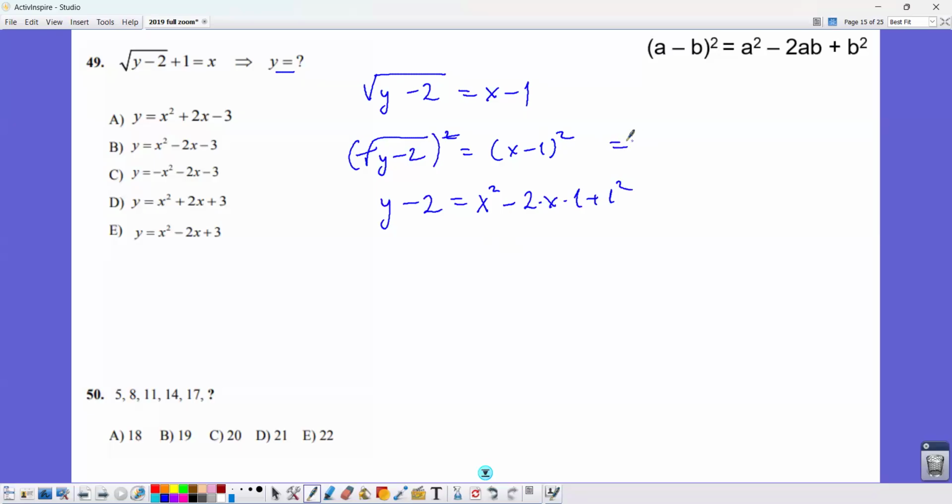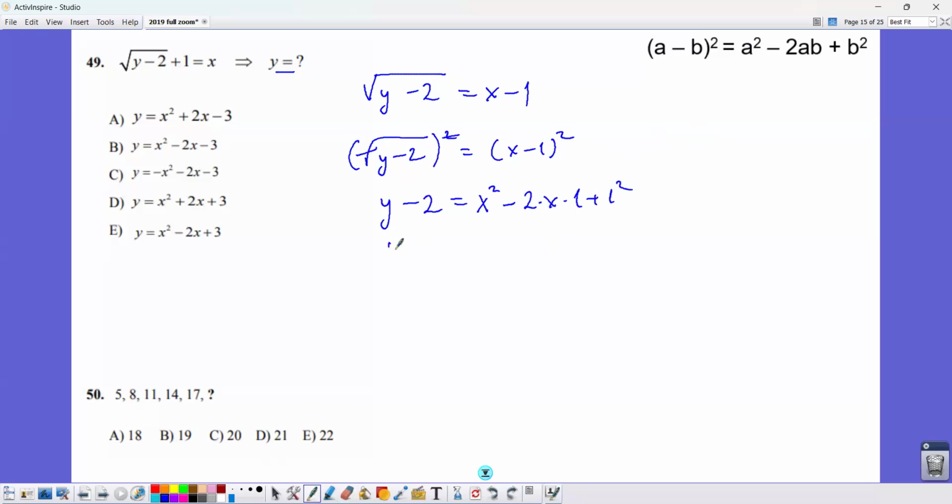Please, guys, never write that (x minus 1) squared is x squared minus 1 squared. This is not correct. Always, when you have the addition or subtraction of two terms and you square them, you need to use the binomial square formula.